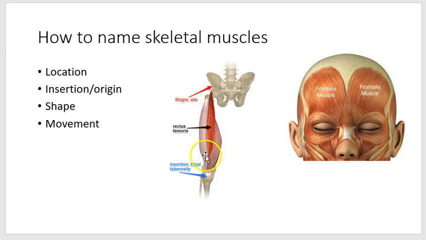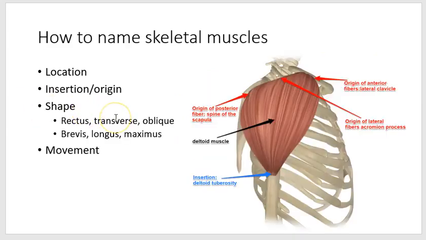Rectus muscles are muscles that run longitudinally on the body, so muscles that run straight up and down. So this rectus femoris is a muscle that runs up and down in the femoral region. Transverse are going to be muscles that run side to side, like your transverse plane. Oblique muscles are muscles that run at a 45-degree angle. They can run down or they can run up, either way. If they're at a 45, they're oblique.